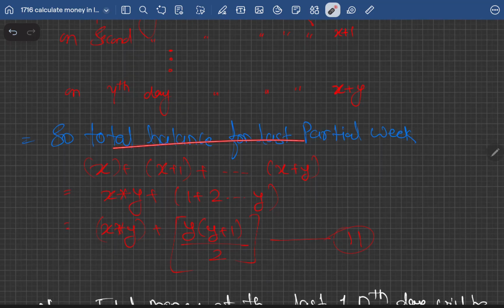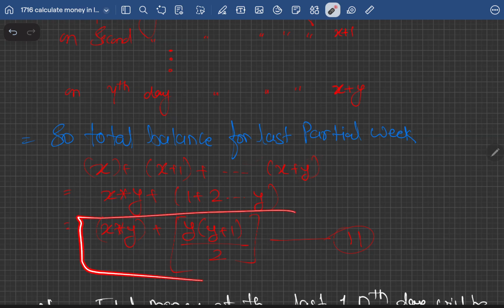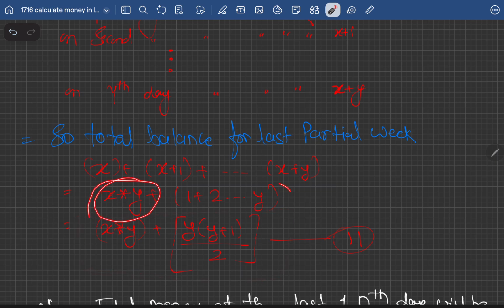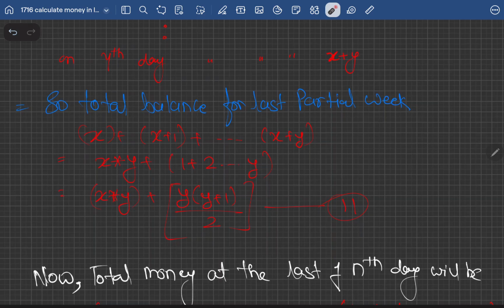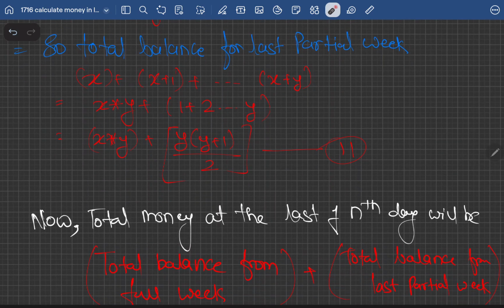Now we will take out the x, and it will be x into y. Now we will take out the y: 1 plus 2 plus 3 plus 4 till y. After computing it, it will become x into y plus the arithmetic series again, y into y plus 1 by 2. So this is the second equation.